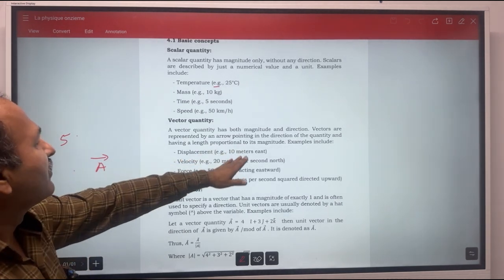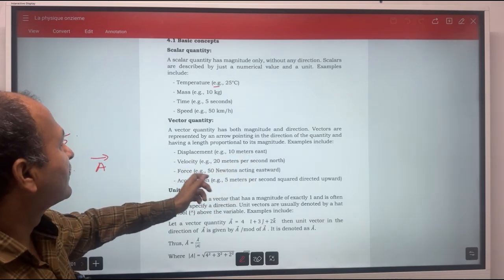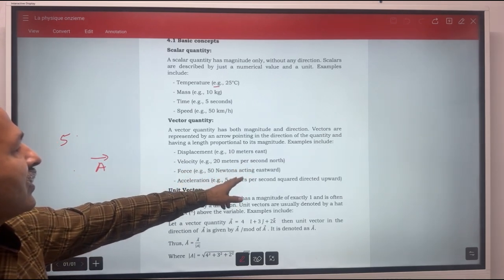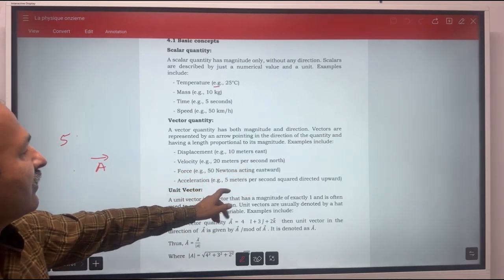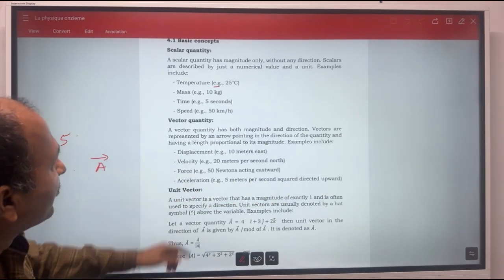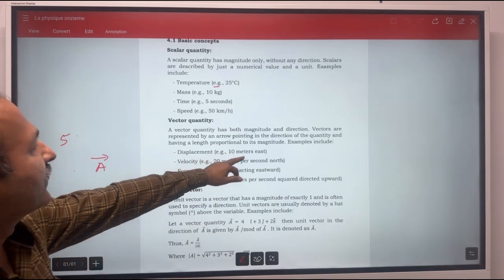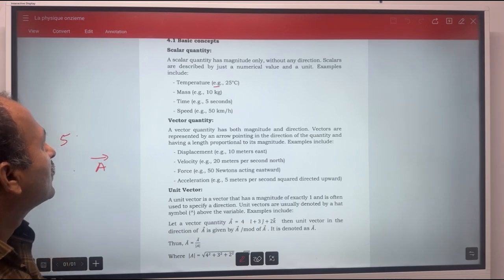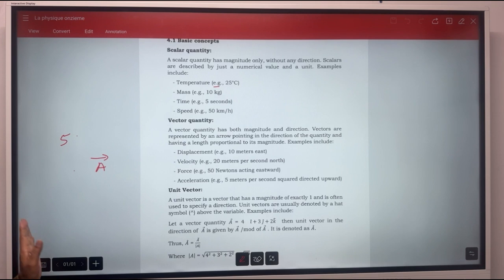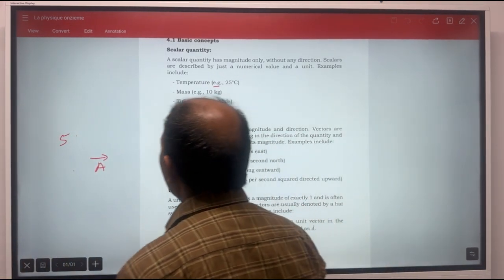Here the same thing is given. Some examples are: displacement 10 meters toward east, velocity 20 meters per second toward north, force 50 newtons acting eastward, acceleration 5 meters per second squared directed downward, etc. In every quantity you will see that direction is associated. So we say that such quantities are called vector quantities. So you have seen the difference between scalar and vector quantities.